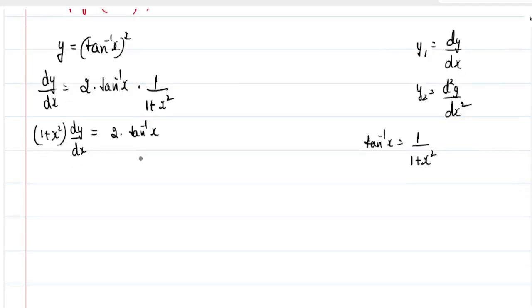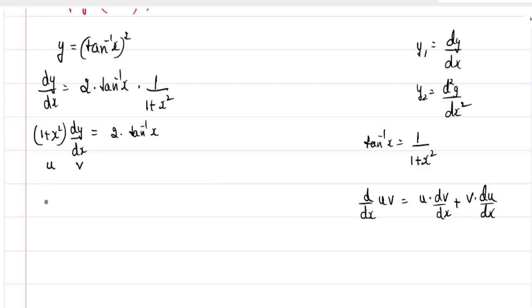Now we'll differentiate this function again. So in LHS we have two functions, 1 plus x square and dy by dx. So we need to apply the UV rule. Consider this function as u and this function as v. We'll apply the UV rule here to differentiate this function. What is the UV rule? d by dx of u into v equals u into dv by dx plus v into du by dx. We'll apply this formula here.